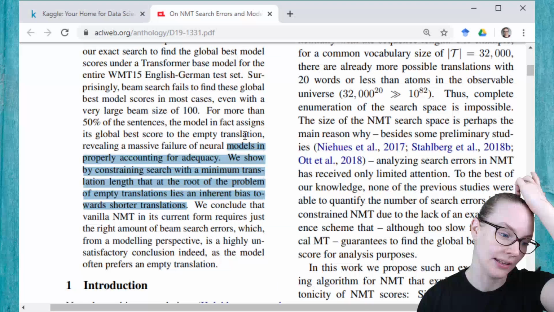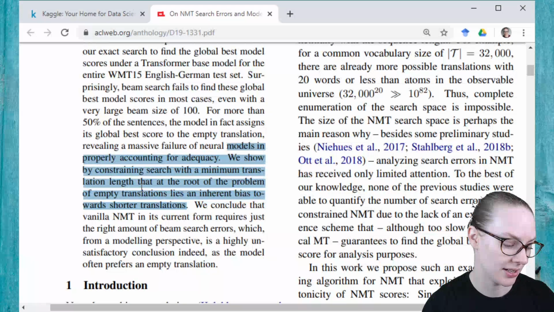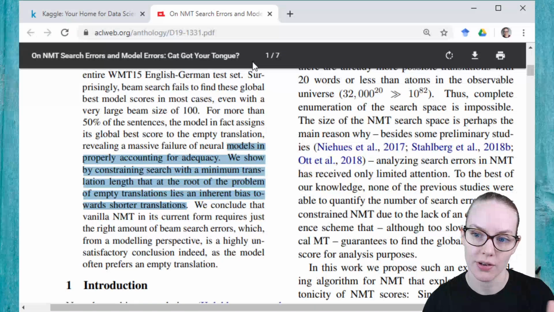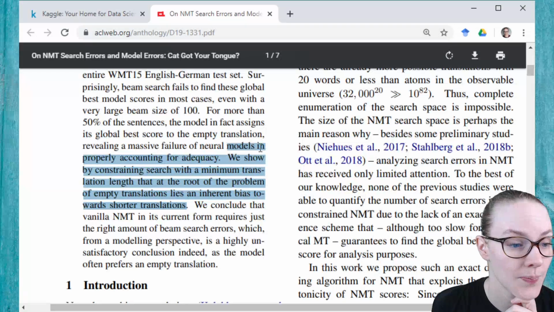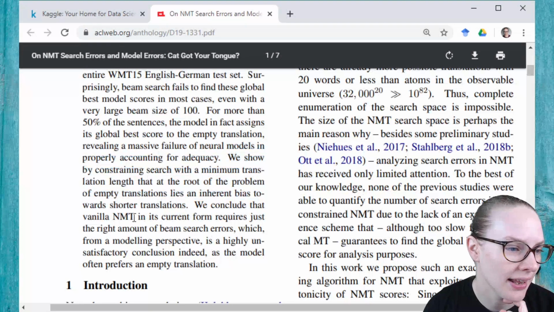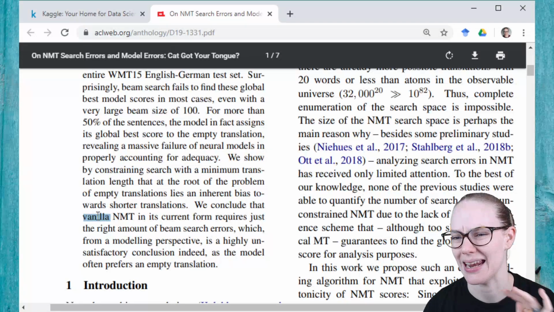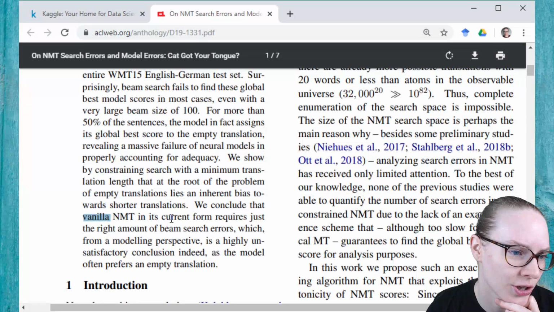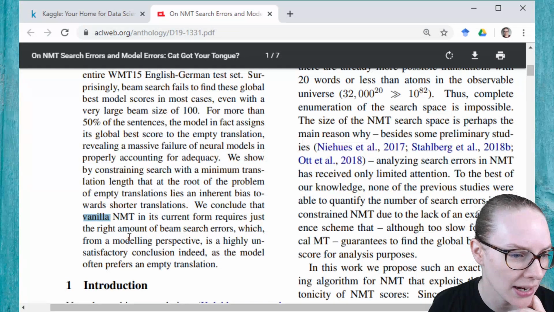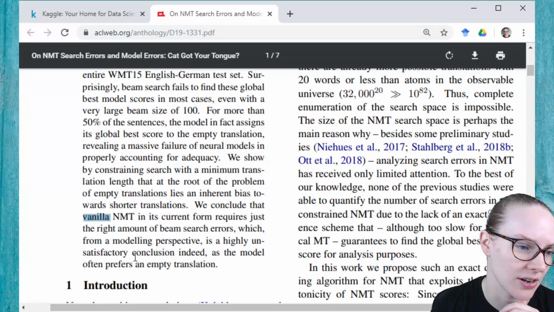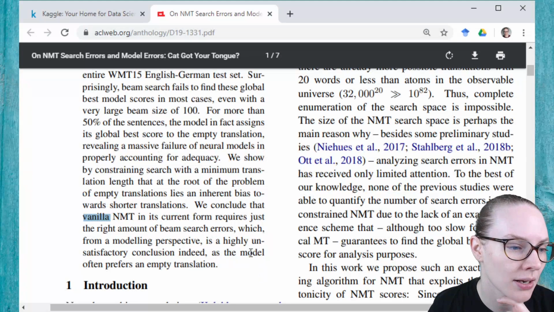The results from that suggest that the reason why increasing beam size doesn't help is because there's a bias towards very short translations. We conclude that vanilla, which just means plain, basic, NMT in its current form requires just the right amount of beam search errors, which, from a modeling perspective, is a highly unsatisfactory conclusion indeed, as the model often prefers an empty translation.